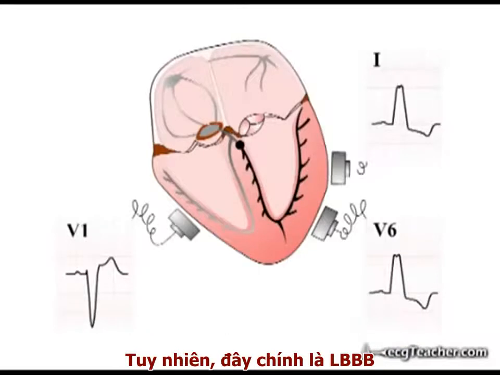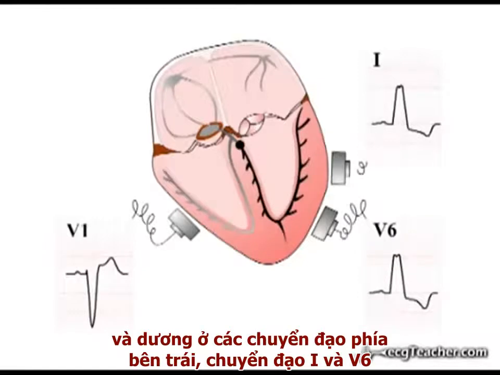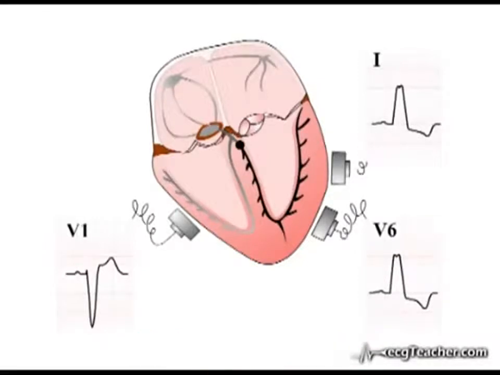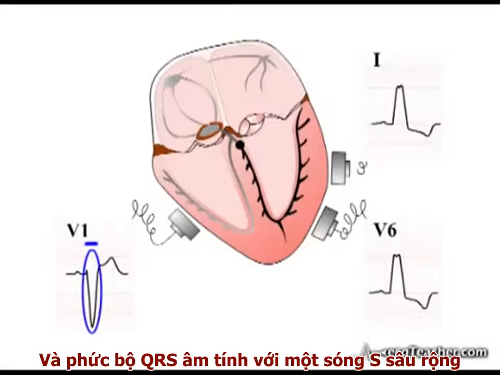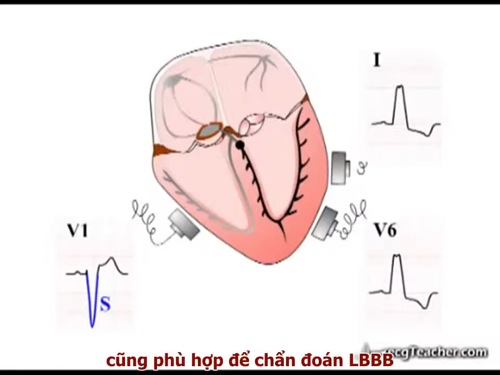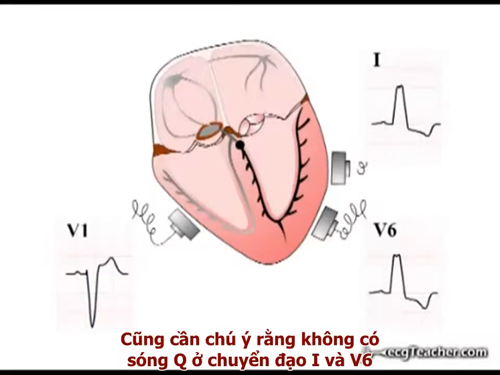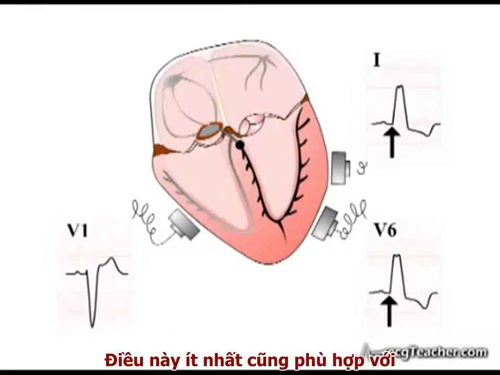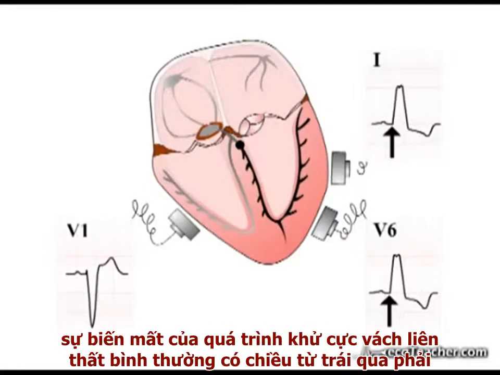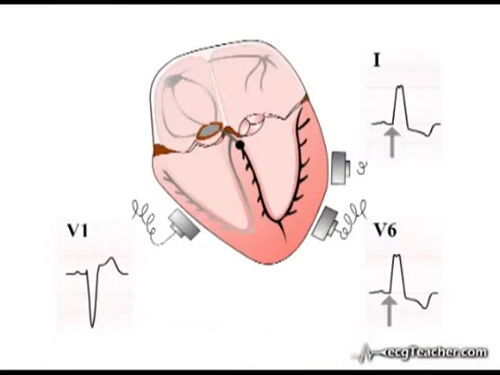However, this is left bundle branch block, as the QRS complex is broad and predominantly positive in the left-sided leads, leads 1 and V6. An overall negative QRS complex with a deep, wide S wave in the right-sided chest lead V1 is also consistent with the diagnosis. Also note there are no Q waves in leads 1 and V6. This is at least consistent with loss of the normal early left to right depolarization of the septum.